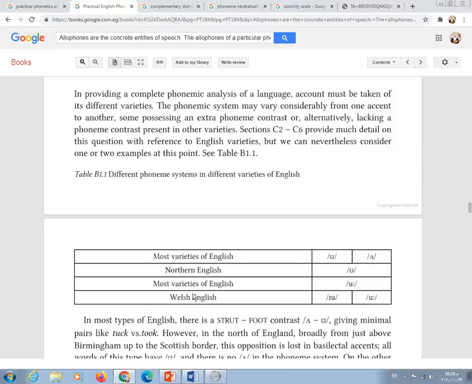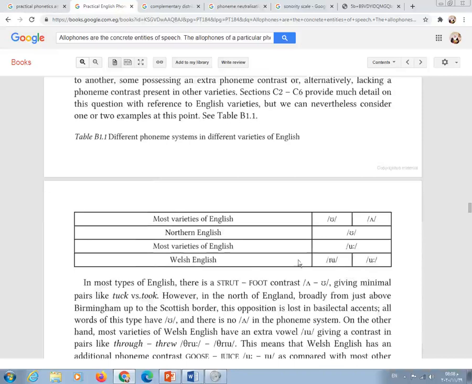Okay. Also, we have another example in Welsh, oo and you, and so on. In most varieties, we have only one oo, but in Welsh English, such a distinction comes. This is another example of how sounds are neutralized. This means that two sounds which are in contrast are no longer distinctive, and they lose such distinction, and they collapse into one. Instead of two, we have one.